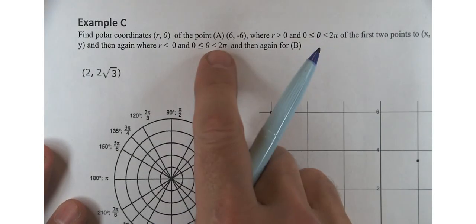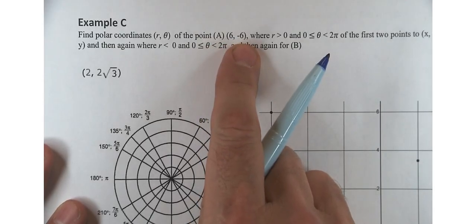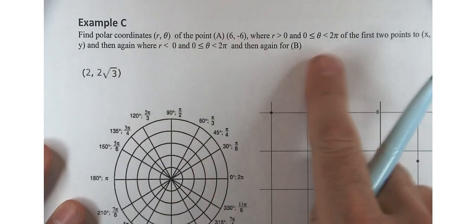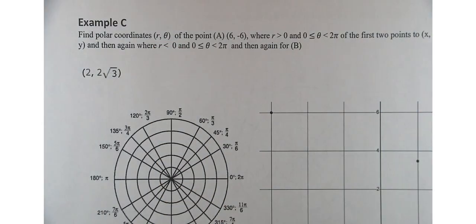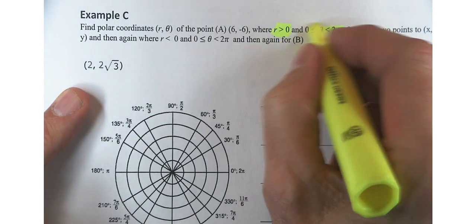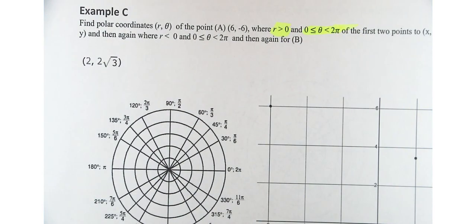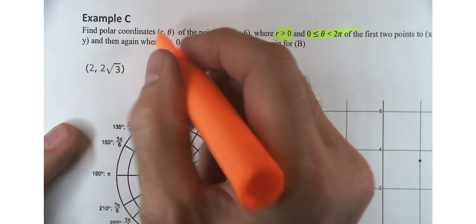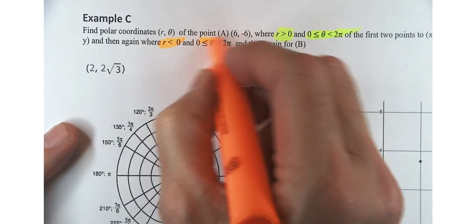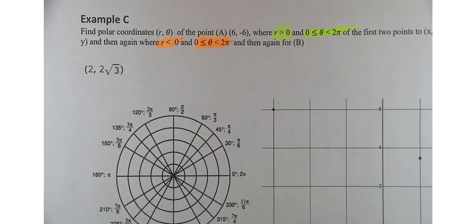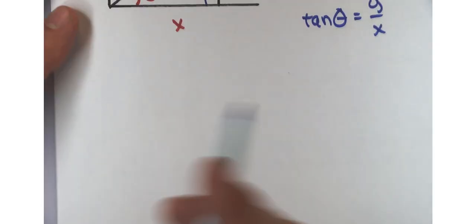We've got the point 6, -6, and we want to find polar coordinates of that in two cases. One, the first case where the radius is positive and our angle is between 0 and 2 pi. The second, where the radius is negative, and again the angle is between 0 and 2 pi. So there's a lot of different names for these types of things. But let's draw our point first. So this is example C.